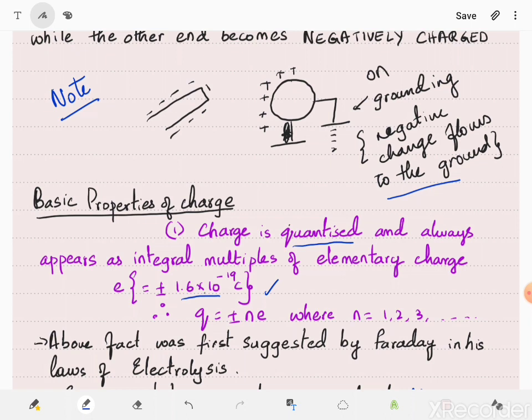But please remember that the least amount of charge that is possible in the universe is about 1.6 x 10^-19 Coulomb. The subsequent charges can only take integral multiples of this elementary charge, that is q = ±ne, where n = 1, 2, 3 and so on. You cannot have 2.5e. 2.5e is not possible, while you can have 2e, right?